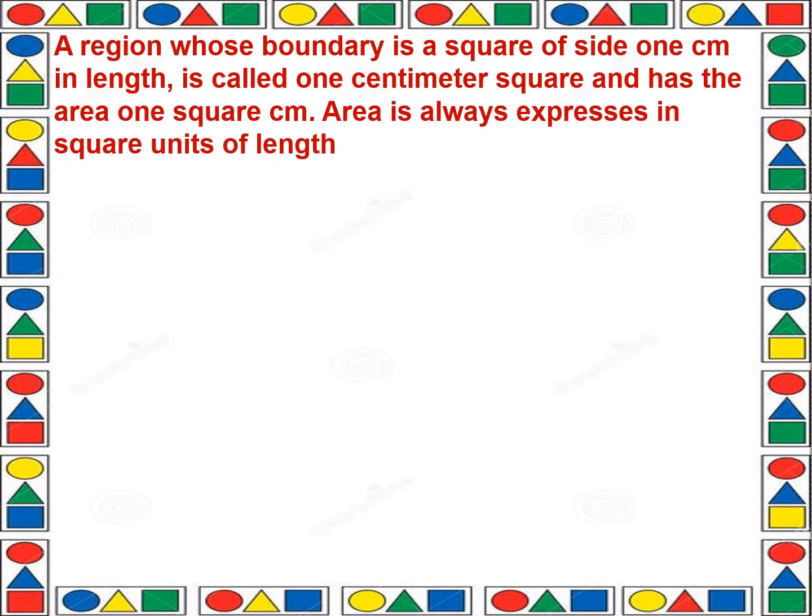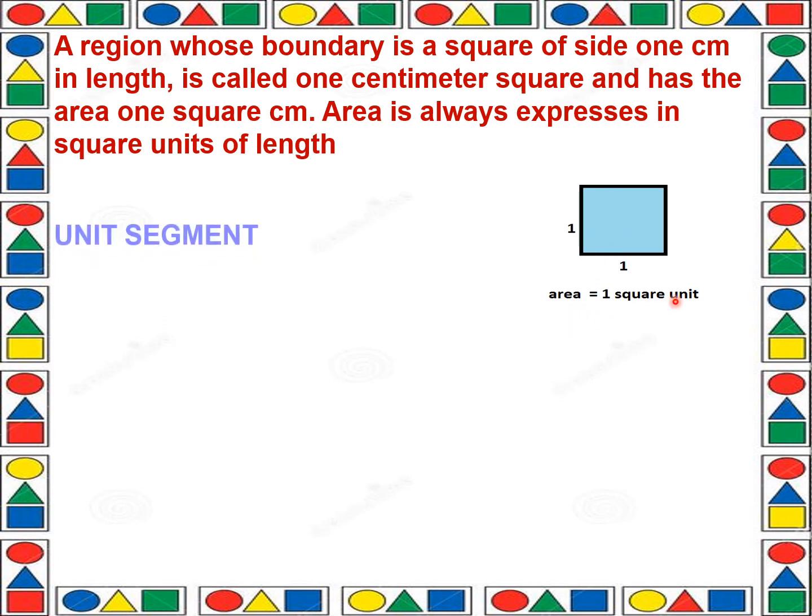A region whose boundary is a square of side 1 centimeter in length is called 1 centimeter square, and has the area 1 square centimeter. Area is always expressed in square units of length. So this is a square, with a length of 1 centimeter. We will write that area is always expressed in square units of length. So area equals 1 square unit. Unit segment length equals 1 centimeter.